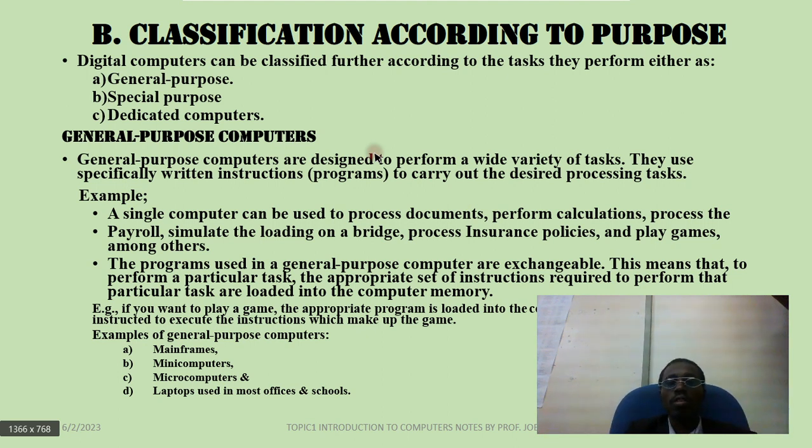For example, if you want to play a game, the appropriate program for a game like solitaire is the one that you'll load into the computer's memory, and the computer is now instructed to execute the instructions which make up that game. Examples of these general purpose computers are mainframes, minicomputers, microcomputers, and laptops that are used in most offices and schools because they are used for general purpose.